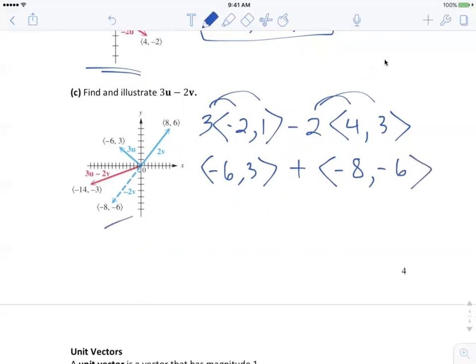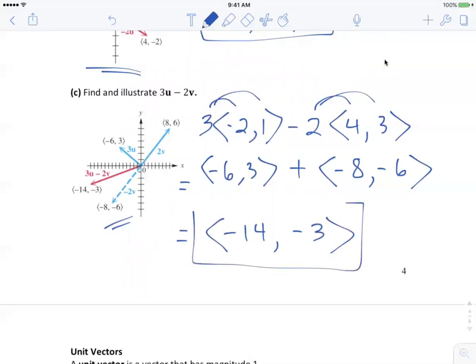Right, there it is. And the picture of it. Okay, and then we're going to add those two vectors together. When I add those together, the two horizontal components added together would be a -14, and the vertical components added together would be a -3. And there would be the end result. And that's what the picture looks like. And we see that's consistent with how the picture is drawn.